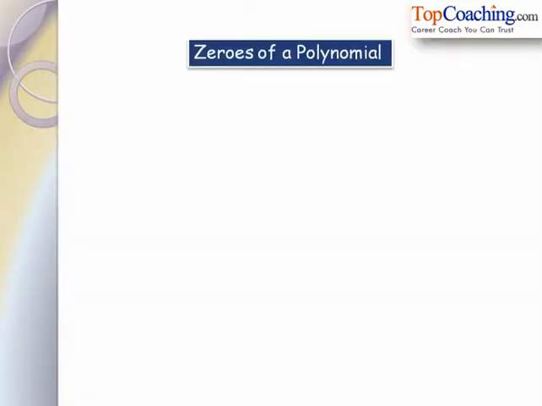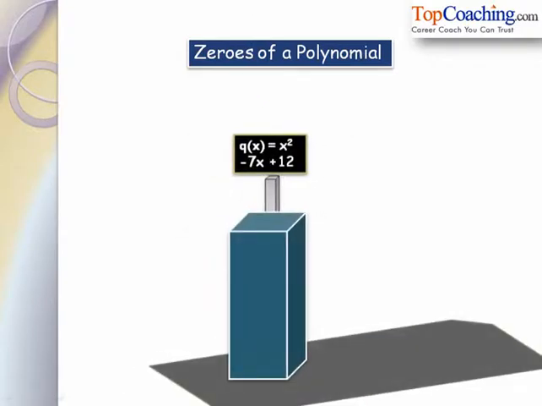The next is zeros of a polynomial. Now, what are zeros of a polynomial? Let's try to understand this. Again, if we consider a polynomial calculator, this calculator is something which gives the value of the polynomial at different values of input. Now let us say that the polynomial in this case becomes q(x) equal to x square minus 7x plus 12. Here this is a quadratic polynomial. Why? Simply because the degree is 2.